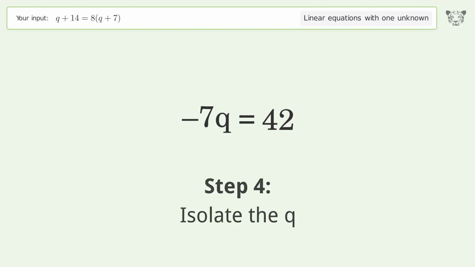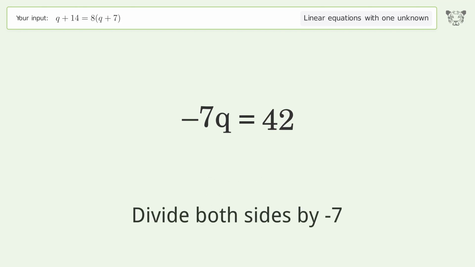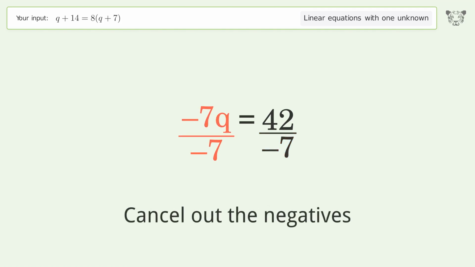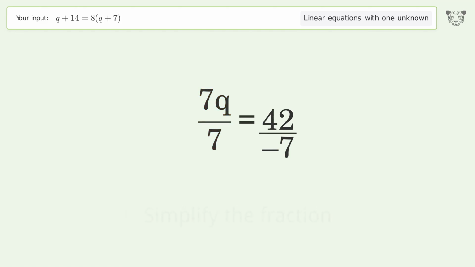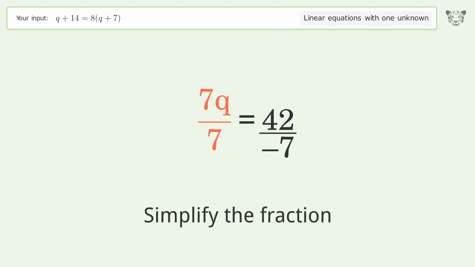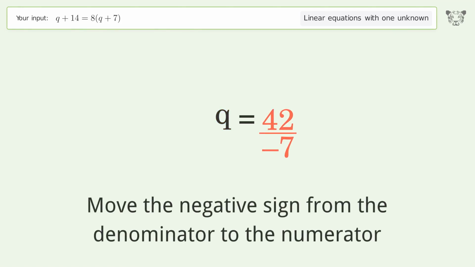Isolate the q. Divide both sides by -7. Cancel out the negatives. Simplify the fraction. Move the negative sign from the denominator to the numerator.